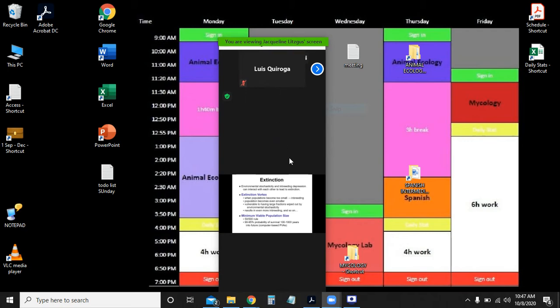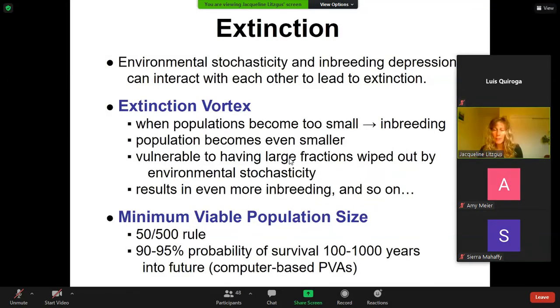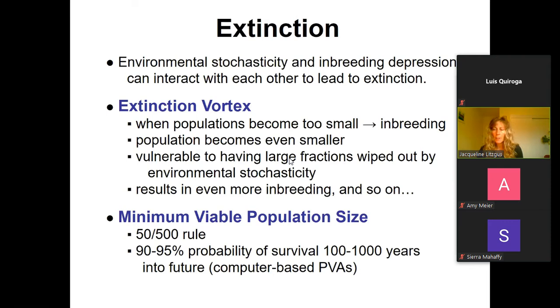Another way that people have looked at minimum viable population is that it's estimated as the population size that's needed to ensure a 90 to 95% probability of survival from 100 to 1,000 years into the future. And this idea has been based on doing computer-based population viability analyses. So that software program, Vortex, that I mentioned, is a program that can do these kinds of calculations. Okay, so there's that idea as well.